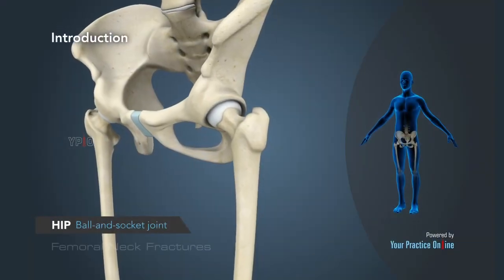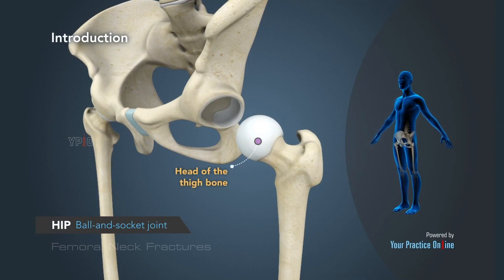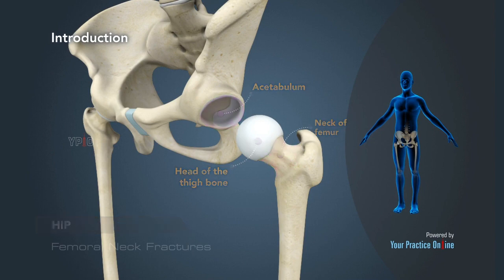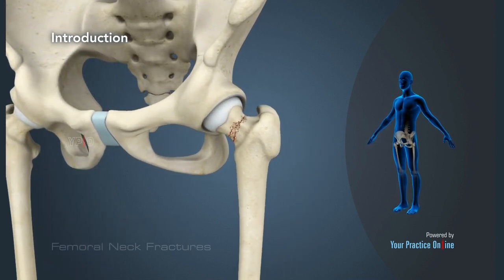The hip is a ball and socket joint made up of the head of the thigh bone, or femur, that acts as the ball and fits into the rounded socket of the hip bone, or acetabulum. The neck of the femur is the region just below the ball of the hip joint. Fractures to the femoral neck can completely or partially disconnect the femoral head from the rest of the femur.